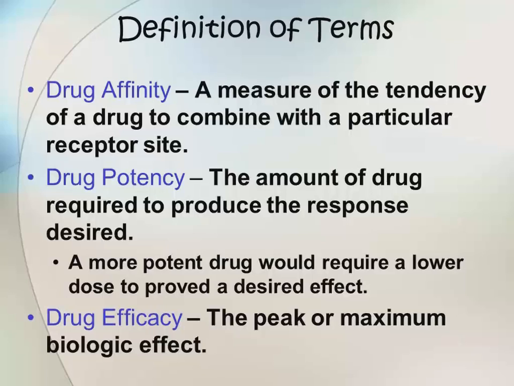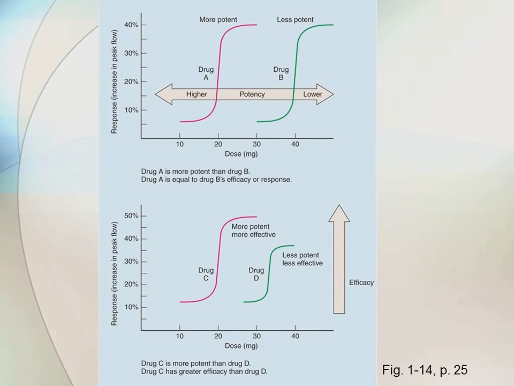Okay? Efficacy talks about the maximum biological effect that you could end up seeing. So here we have an example where I have two drugs, drug A in the red, drug B in the green. Drug A is more potent because it has the same output, but it's doing it at a lower dose, only 20 milligrams as opposed to 40 milligrams. Okay? So that's potency.